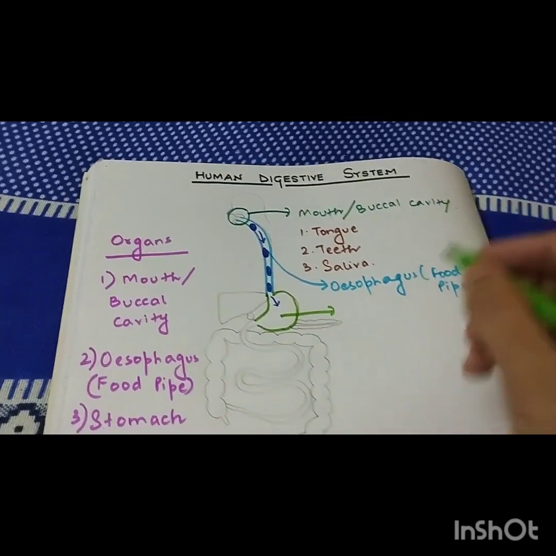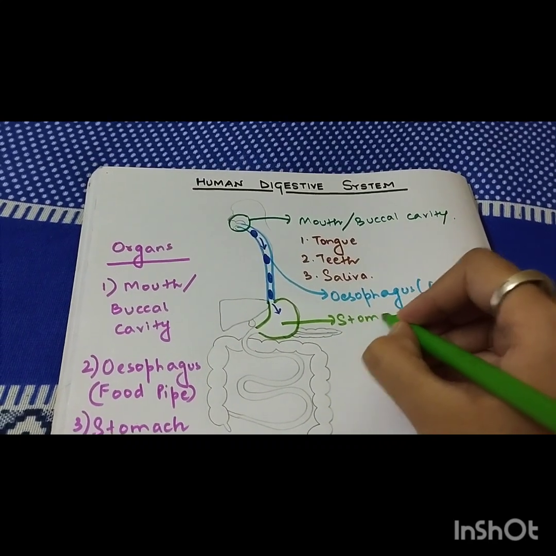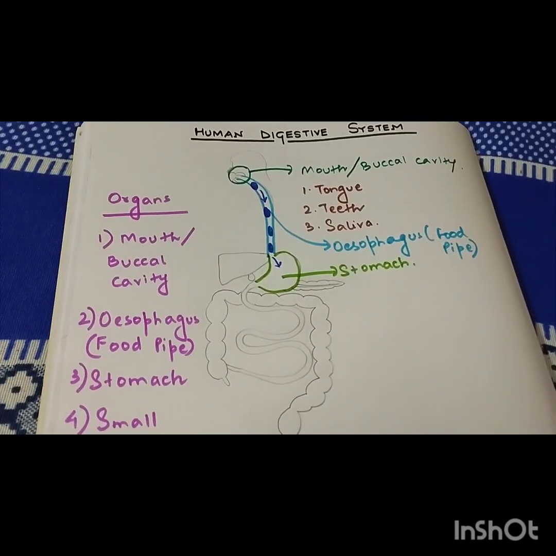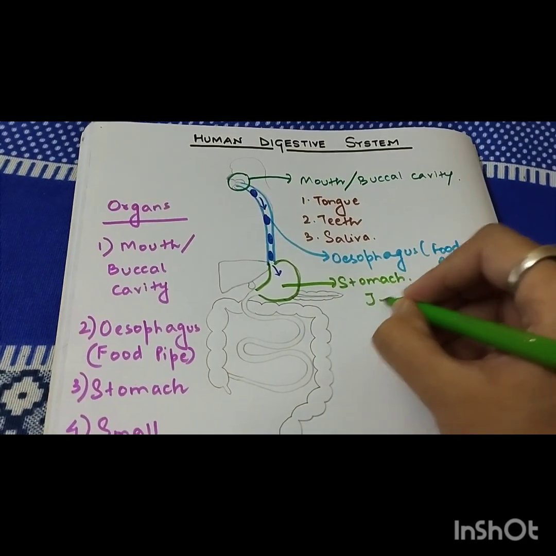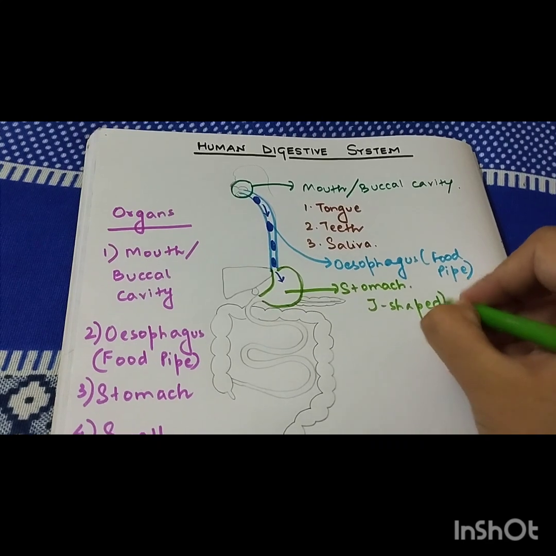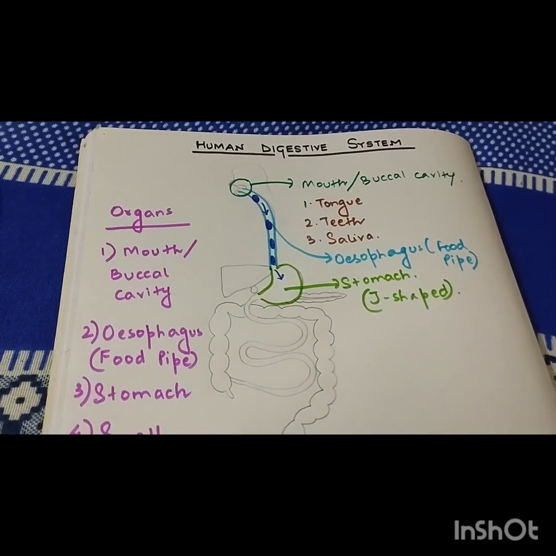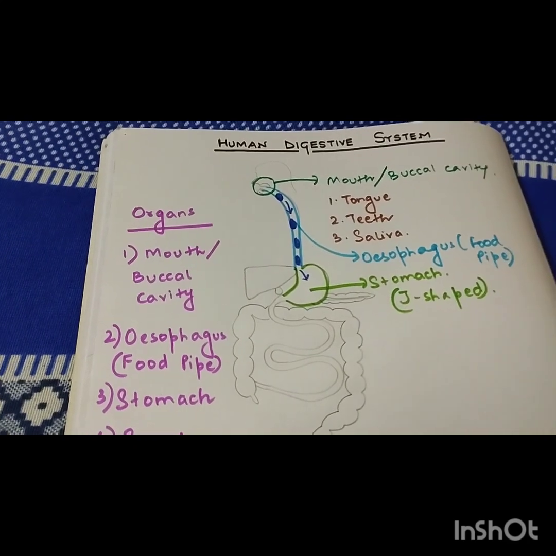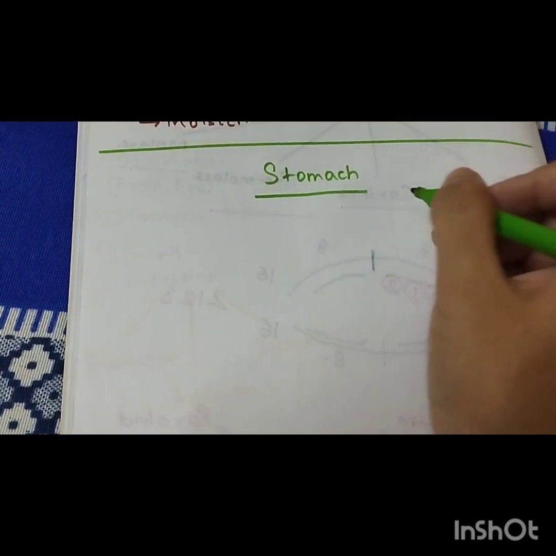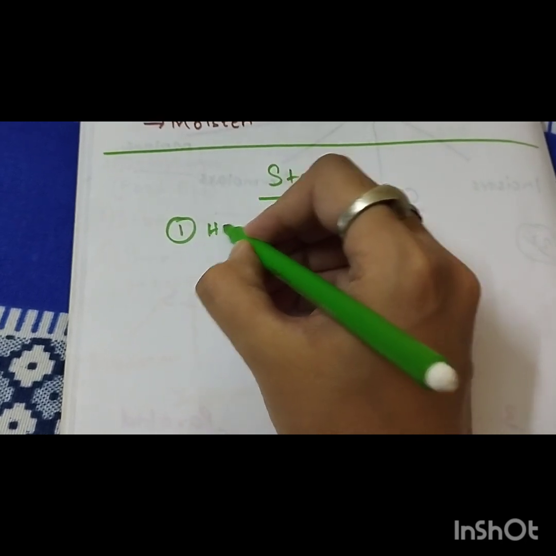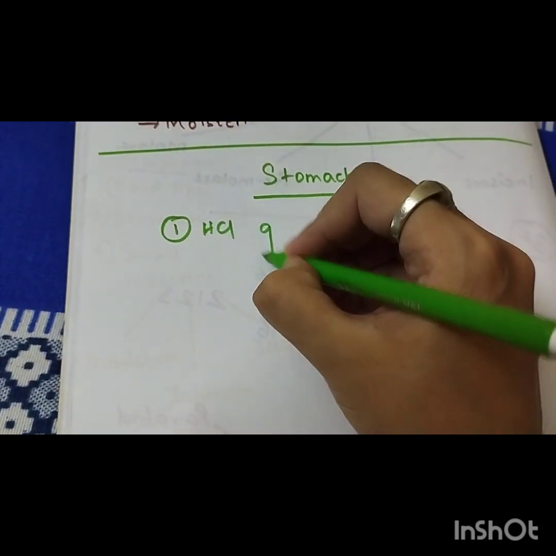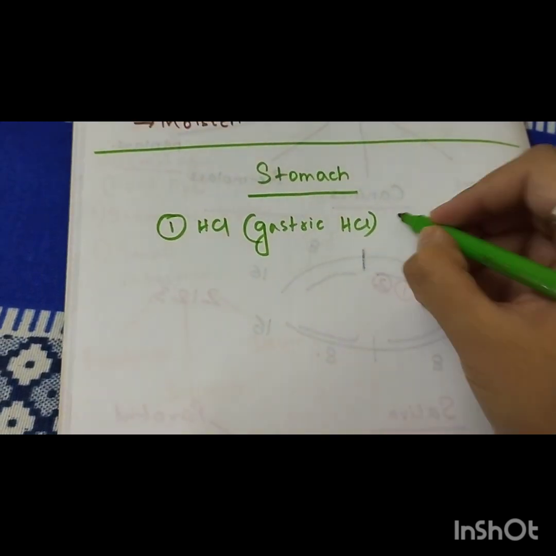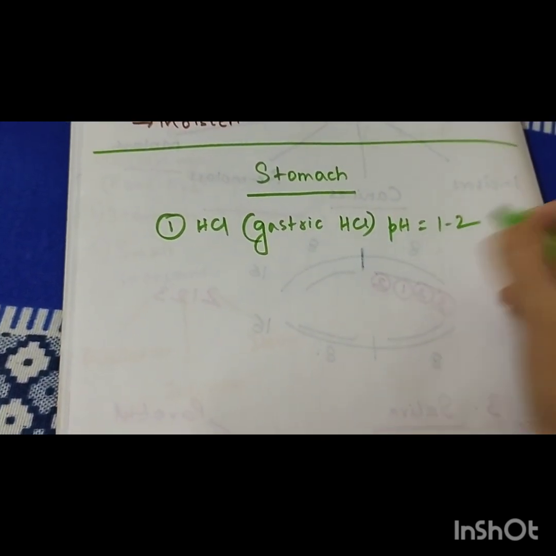So, this part of the digestive system is known as the stomach. The stomach is a J-shaped organ. It has some functions which I will be discussing with you. The first function of the stomach is that it secretes HCl, also known as gastric HCl, that is hydrochloric acid, having a pH from 1 to 2.